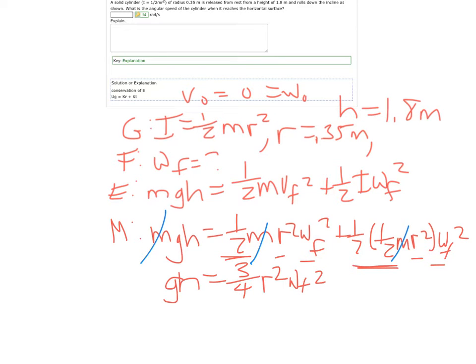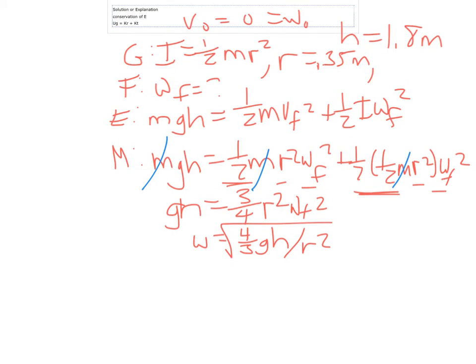And so then when you solve for omega, you have to bring that to the other side. So you got 4/3 gh, and then divided by r squared and take the square root. Some people did it different ways, right? But in the end, that was what you needed to have. Show the numbers you're plugging in. I know it's a pain, but that way I can see where the mistake is.